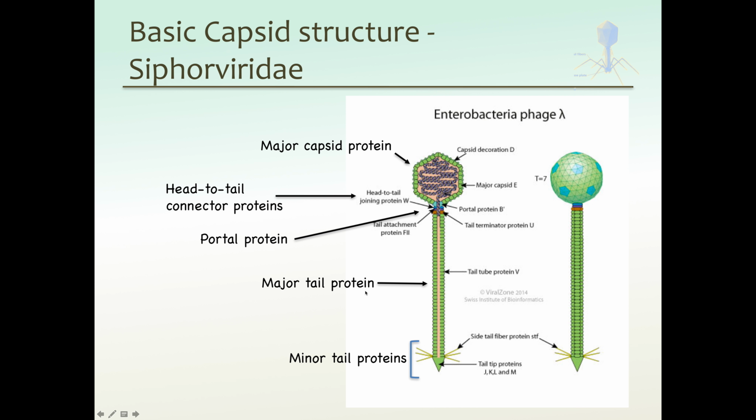The major tail protein is a repeating subunit that polymerizes and forms the majority of the tail tube. And finally, there are a number of minor tail proteins that make up the tail fibers and the tip of the phage tail.